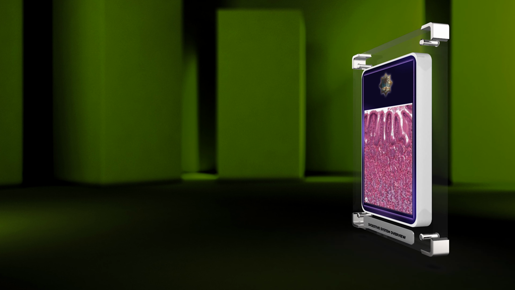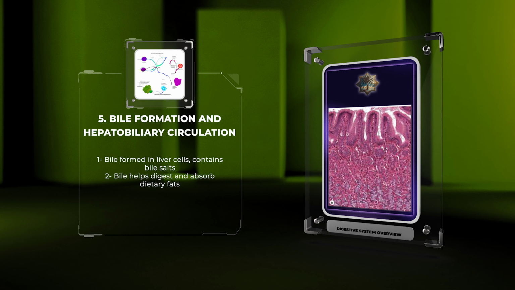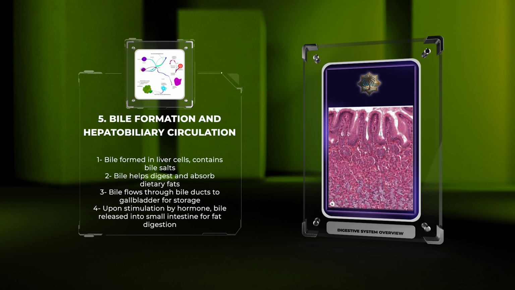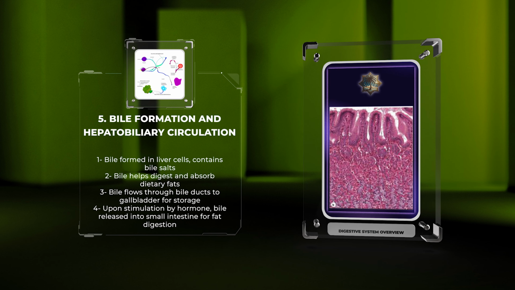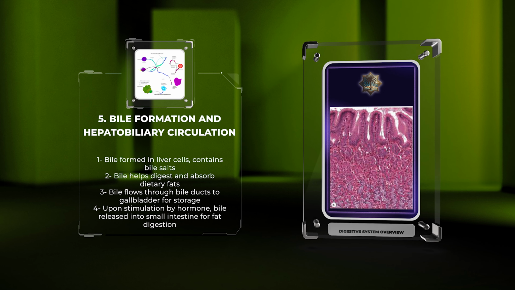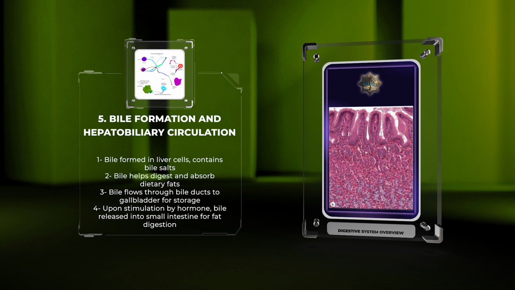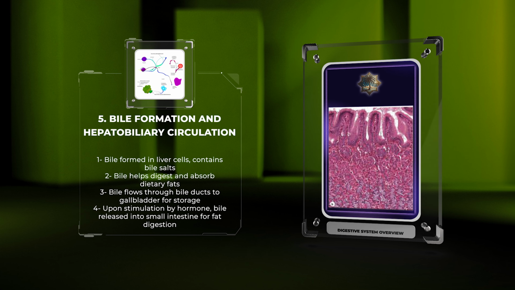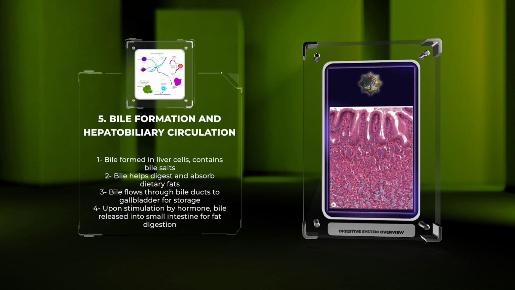Bile is formed in liver cells and contains bile salts that help digest and absorb dietary fats. After secretion, bile flows through bile ducts to the gallbladder for storage. Upon stimulation by a hormone, bile is released into the small intestine for fat digestion. Bile salts are then reabsorbed in the intestine, returned to the liver, and resecreted into bile for further use.